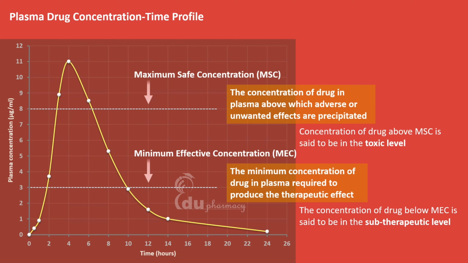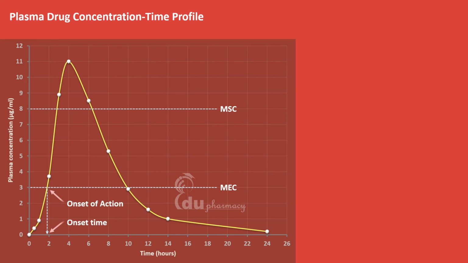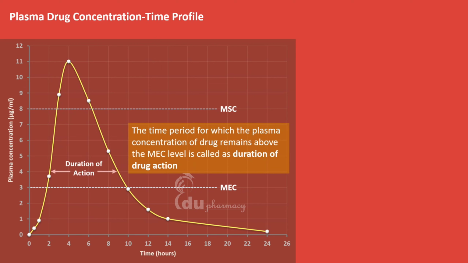The range between these two values is called the therapeutic window. Maintaining drug levels within this range ensures effectiveness while avoiding adverse effects. Onset, duration, and termination of action. The onset of action is when drug levels exceed the MEC, while the duration of action refers to how long the drug remains effective. Once the drug concentration falls below the MEC, the pharmacological effect ceases.